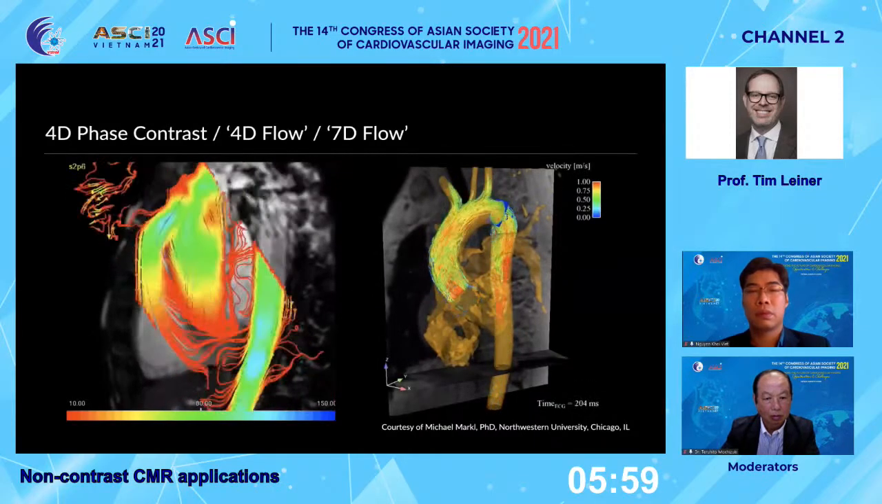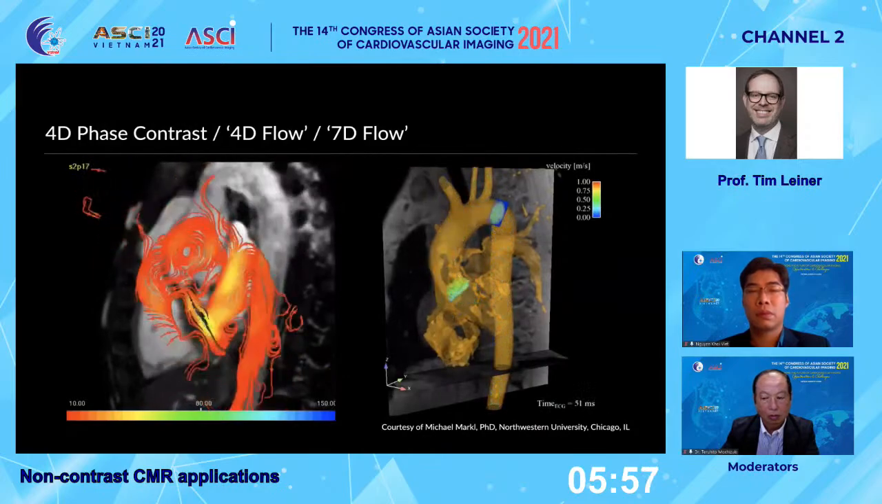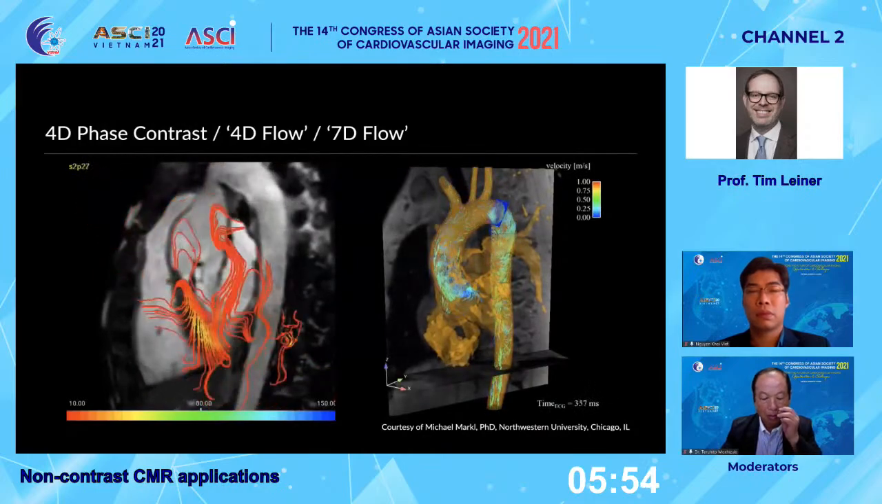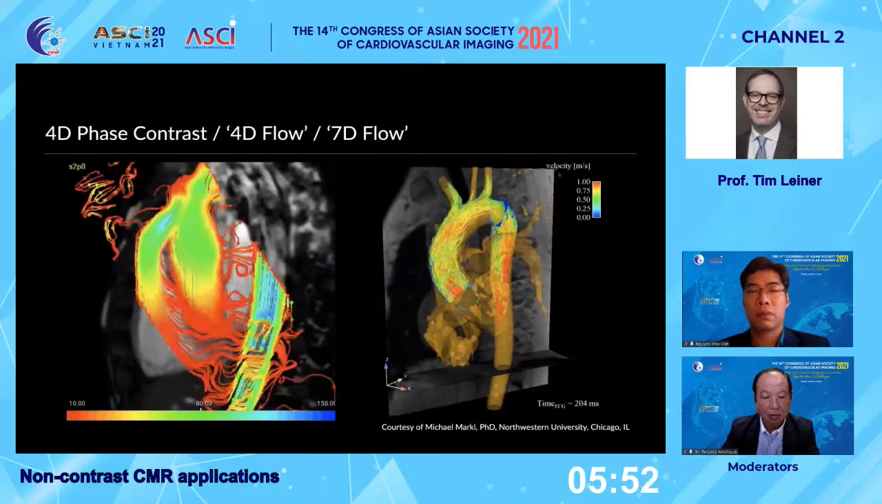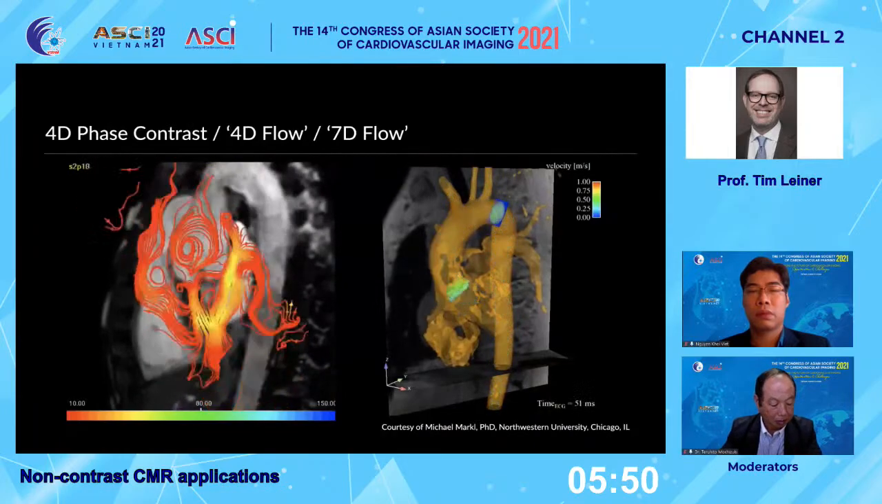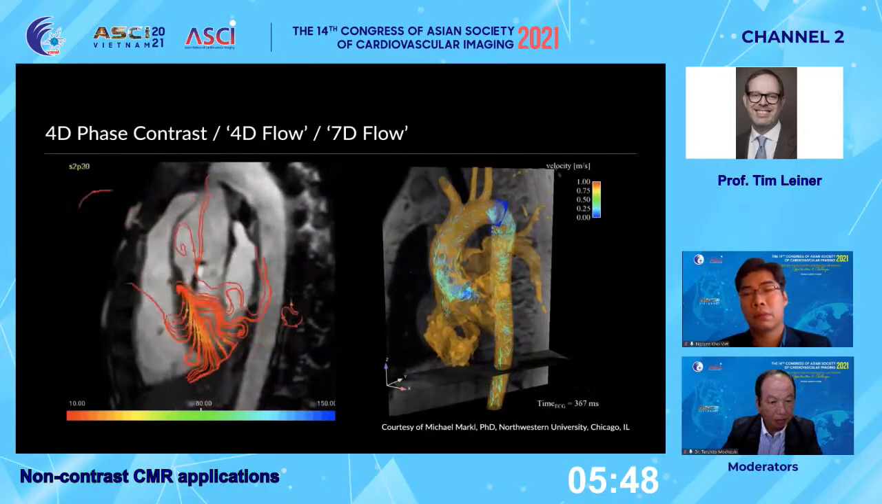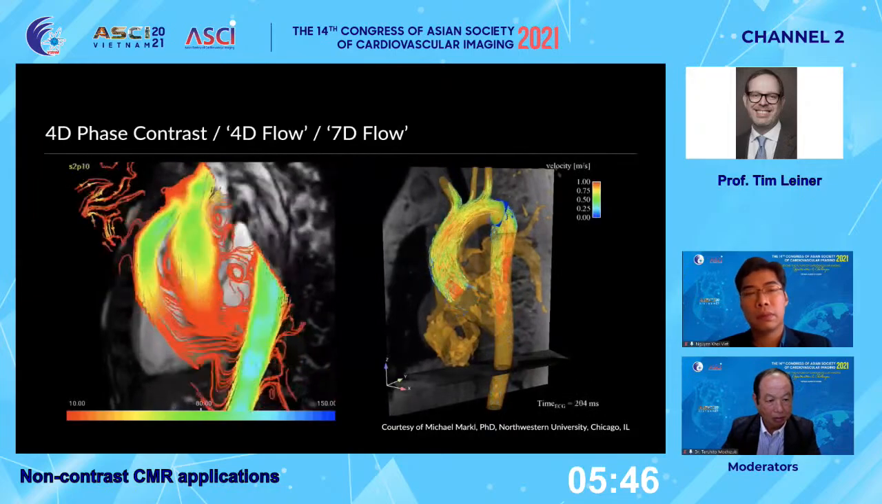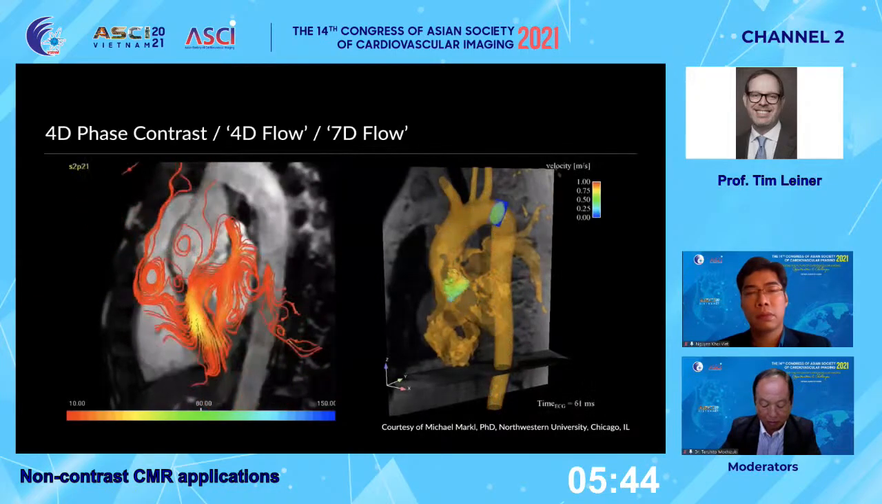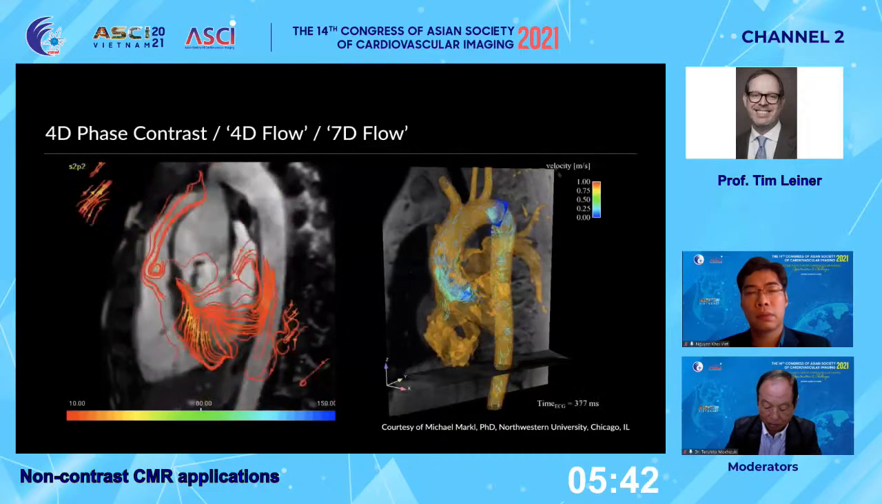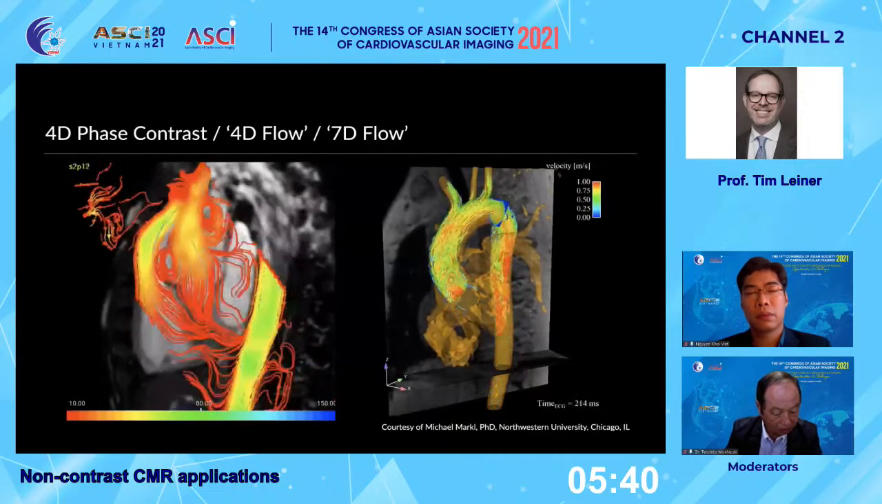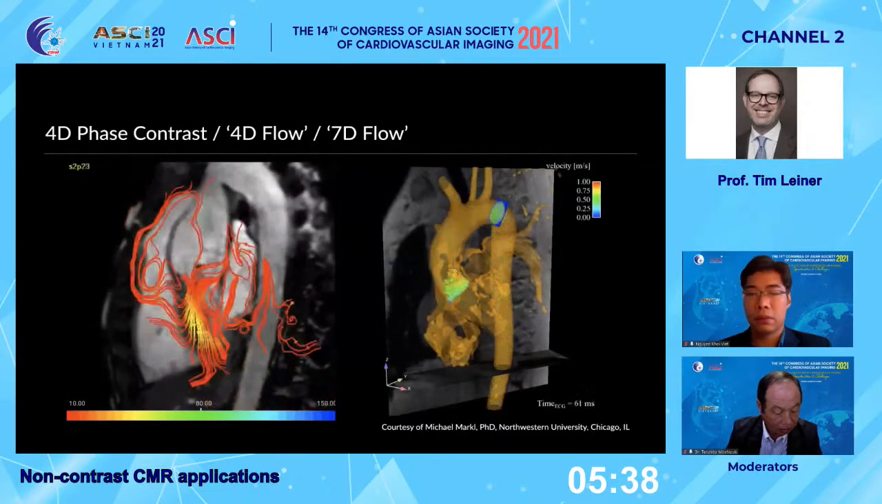And again, the nice thing here is you can measure flow in different orientations and planes by simply taking a plane and putting it at a certain place in the scanning volume and measuring everything post hoc. So there's no more problems with planning or misplanning the 2D orientations of the slices.